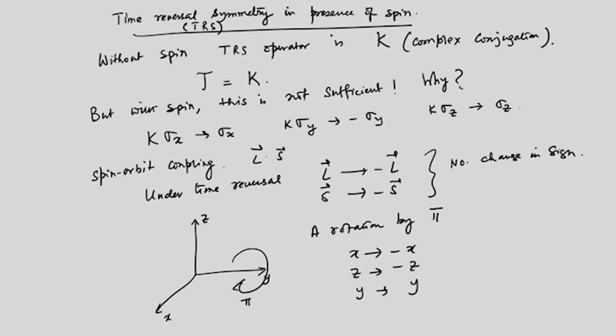Now, this is, as I said, in the spin space, which means that such a rotation will make sigma x to minus sigma x and sigma z to minus sigma z, and will not do anything to sigma y. But sigma y, by virtue of being complex, will change sign under the complex conjugation. So, we are looking for an operator that does this rotation about the y axis by pi.